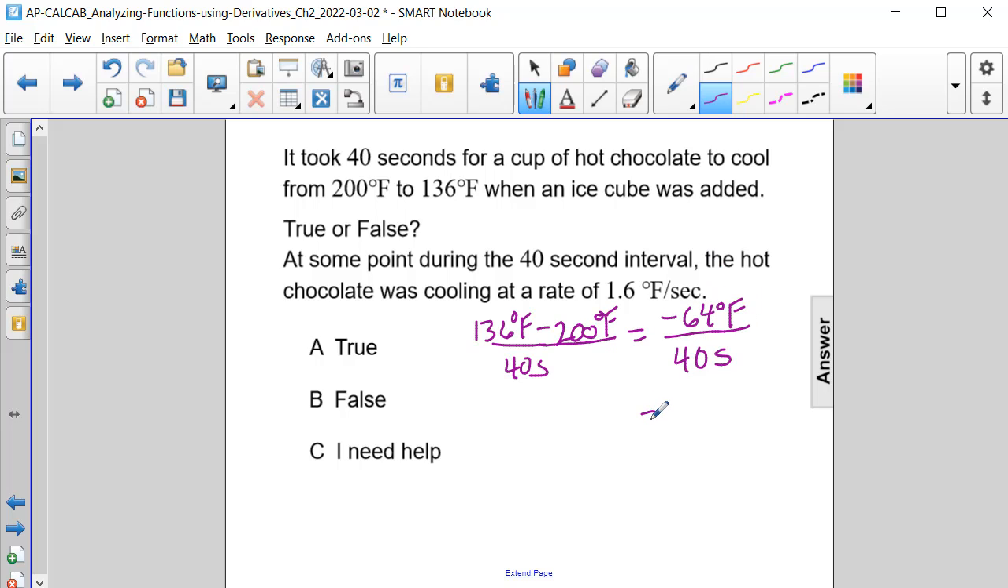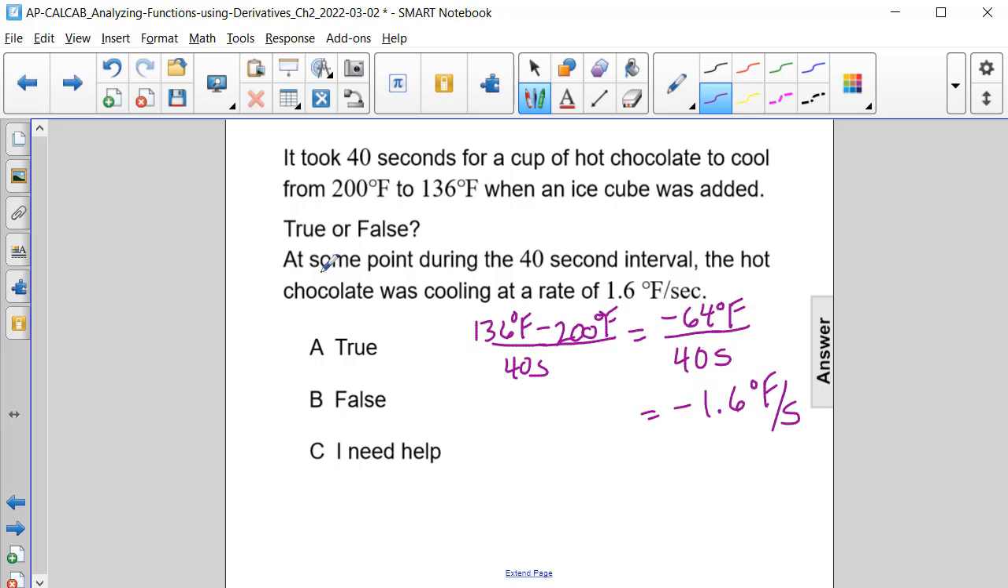If we do the division, we'll end up getting negative 1 6/10 degrees Fahrenheit per second. So this is the average rate of change for this temperature value. Now what this negative means is that the temperature is going down.